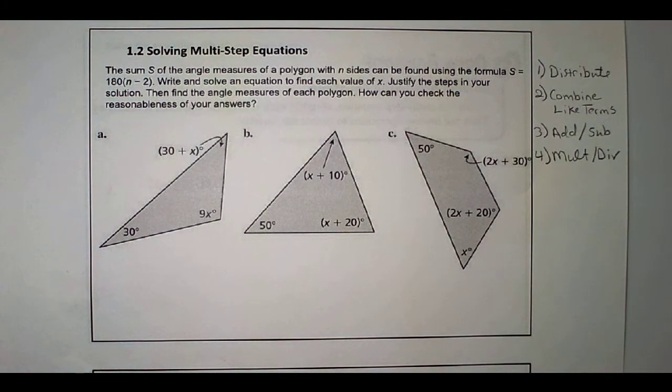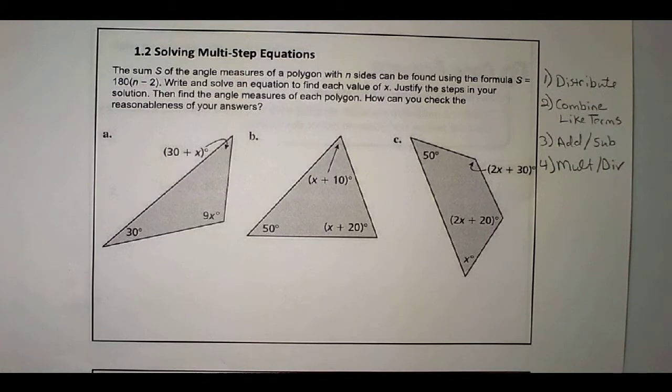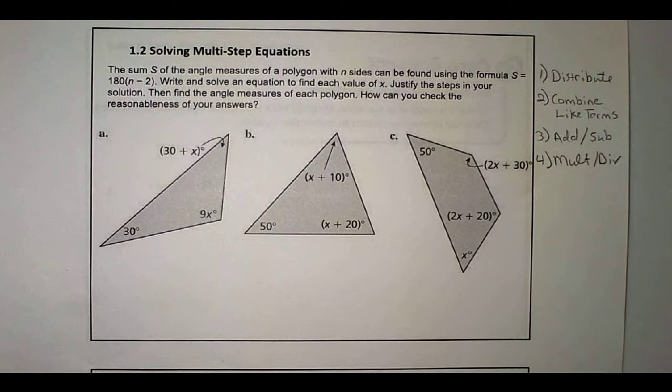So the first example we have here, it says the sum S of the angle measures of a polygon with n sides can be found by using the formula S equals 180 times n minus 2. Write and solve an equation to find each value of x. Justify your steps in your solution, then find the angle measures of each polygon. How can you check the reasonableness of your answers?